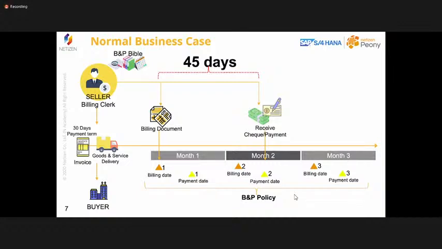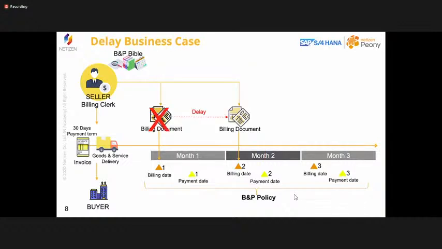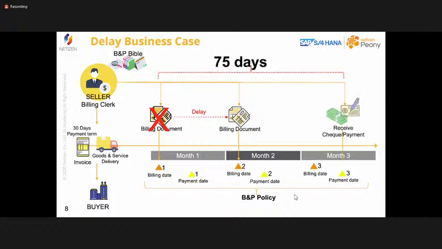But in this case, even though the term is 30 days, because of the payment policy, your payment is going to take 45 days. How does that happen? If the billing clerk delays only 1 day or 2 days, then you cannot submit the billing. You have to wait for another month, so you are delayed another month. That becomes 75 days.